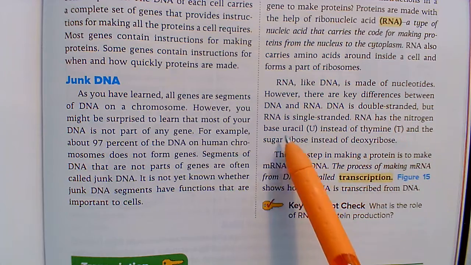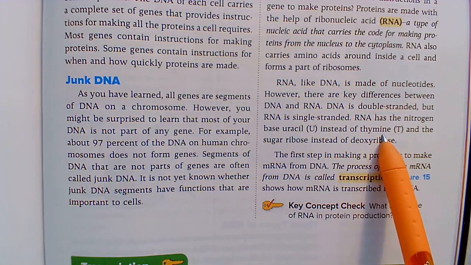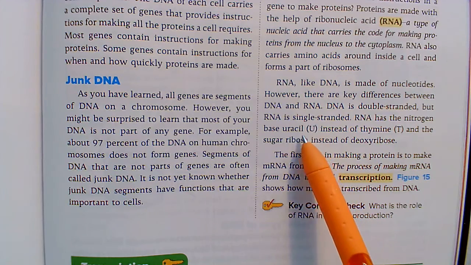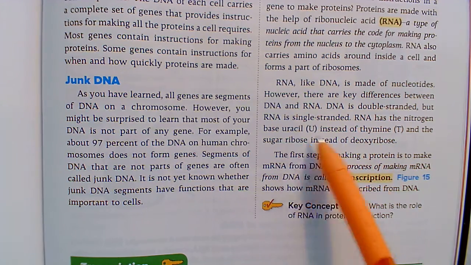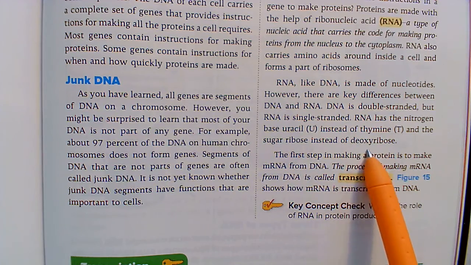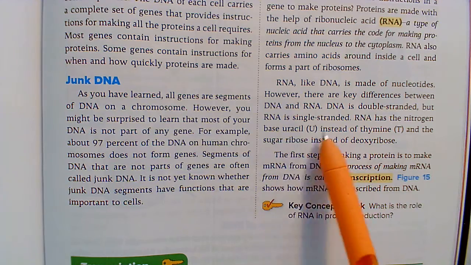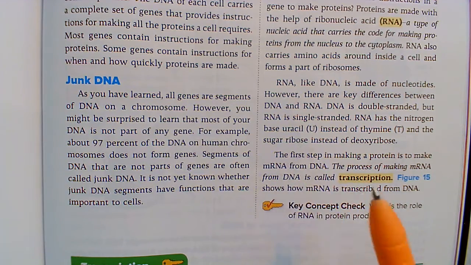RNA has the nitrogen base uracil, and I talked about that just a moment ago. So instead of the T, the thymine, it has something that we call U for uracil. And the sugar ribose instead of deoxyribose. Again, that deoxy just means that it's missing an oxygen. But RNA has a complete ribose sugar in it.